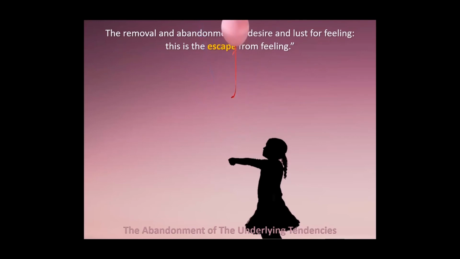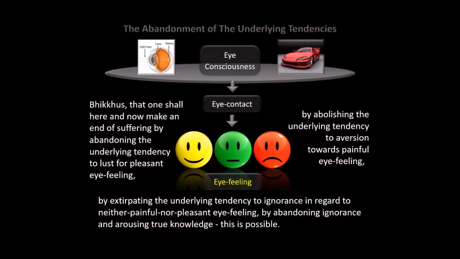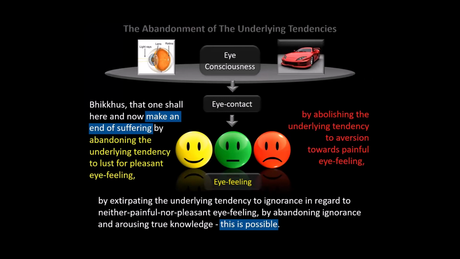Our practice is not about rejecting sense pleasure. Our objective is to understand them so well that we will not be deluded by them anymore. Basically, if you want to drink coffee now, you have it, good. But if you don't, no coffee machine around, you run out of coffee, never mind. No attachment, no dukkha, no suffering, right? Because we are able to practice this way, it is therefore possible to make an end of suffering by abandoning the underlying tendencies to lust, aversion, and ignorance in regard to feeling.